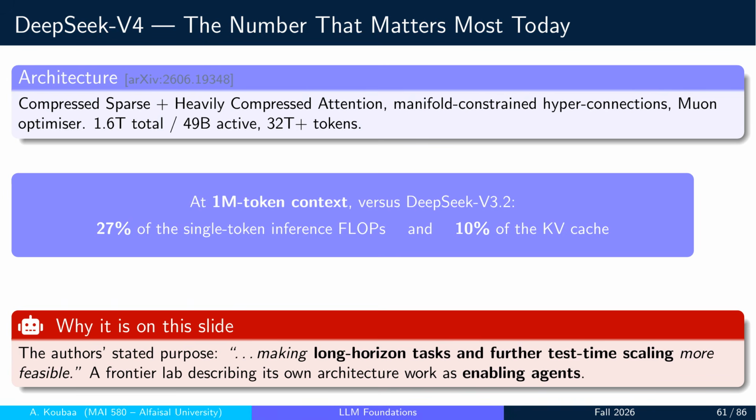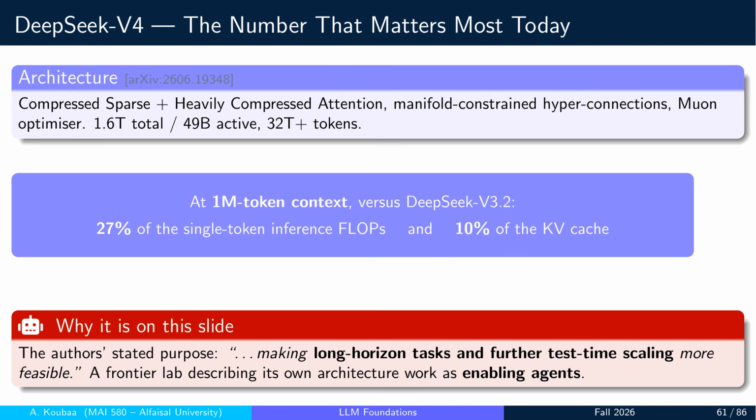This slide carries the number that matters most today, so let us read it precisely. The architecture line first. Compressed sparse and heavily compressed attention, manifold constrained hyperconnections, and the Muon optimizer. 1.6 trillion total parameters, 49 billion active, more than 32 trillion training tokens. Now, the comparison in the middle, at a 1 million token context against the previous generation, V3.2. 27% of the single token inference FLOPs, and 10% of the KV cache, 90% of the cache removed at the same context length.